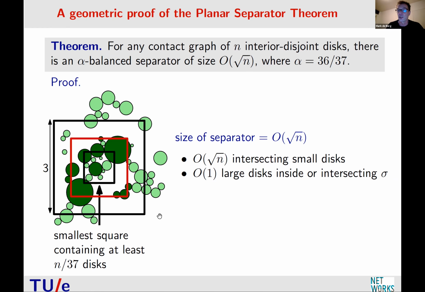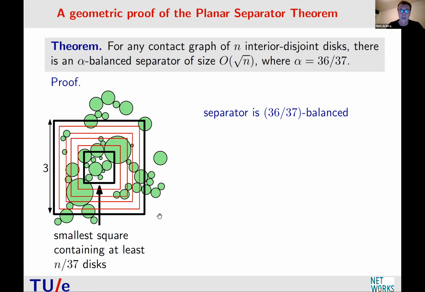Okay, they are disjoint, right? Because we look at disks that are disjoint, or at least disjoint interiors. So by a simple packing argument, there cannot be more than a constant. Okay, so this is easy.